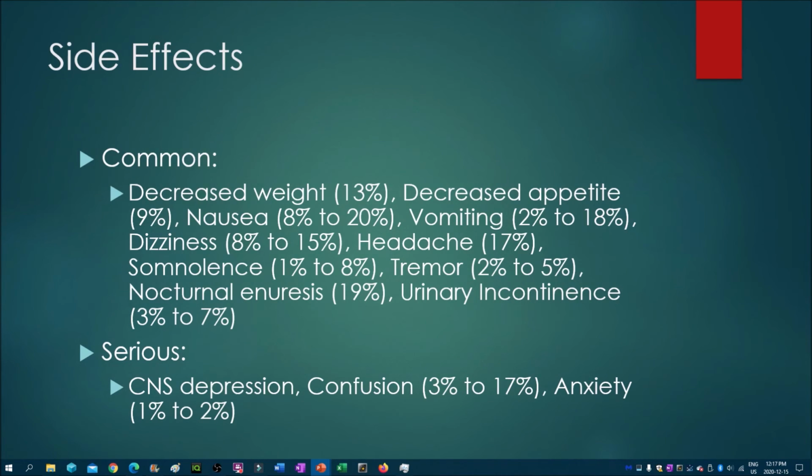Nocturnal enuresis may happen 19% of the time, and urinary incontinence may happen 3 to 7% of the time. Now, 3 serious side effects would be CNS depression, confusion, which can happen 13 to 17% of the time, as well as anxiety, which comes in at 1 to 2%. Alright everybody, that's all we're going to talk about today with sodium oxybate, or Xyrem.